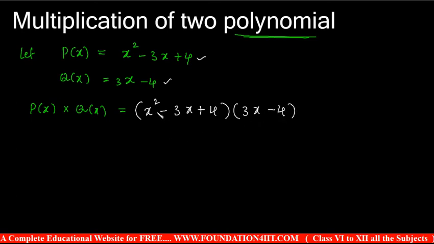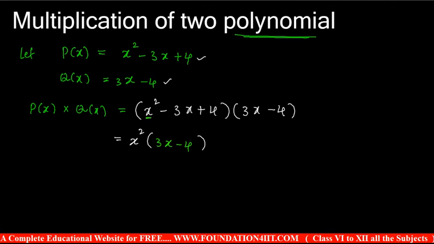If you notice, the first expression has three terms, 1, 2, 3, and the second expression has two terms. So 3 into 2, 6 terms will come in the next step. For this, we take the first term in the first expression, x square, and multiply it by the entire second expression, that is 3x minus 4.